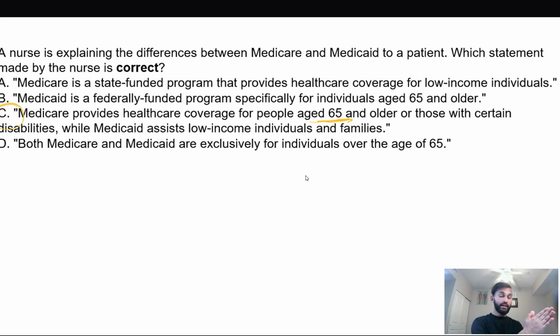Versus Medicaid, if you are a low-income family, and these are based on the state. So if you are a low-income family, you'll get it, irrespective of what you have. Okay, and those were the two major differences between Medicare versus Medicaid.